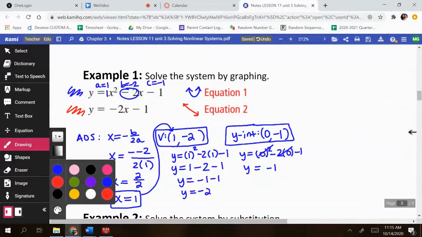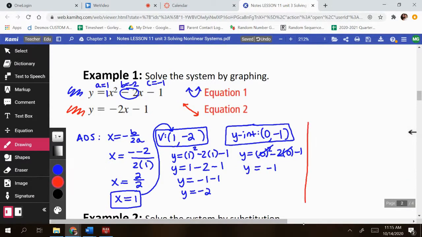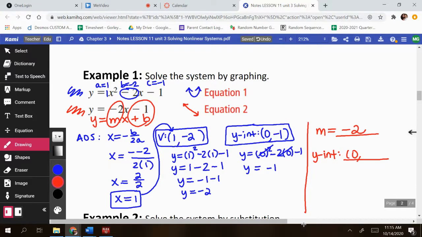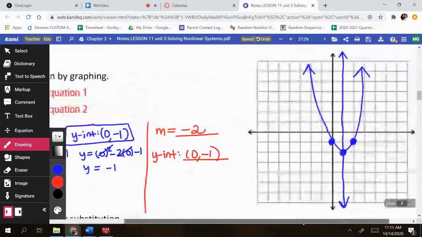The second part is I have to graph the line. In order to get my graph, I just need to pull out the slope from my equation and also the y-intercept. So the slope here, remember this is in y equals mx plus b form, where the slope in this case would be -2, and the y-intercept would be 0, -1. So I can easily graph that.